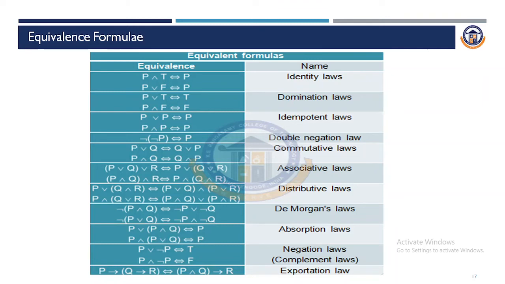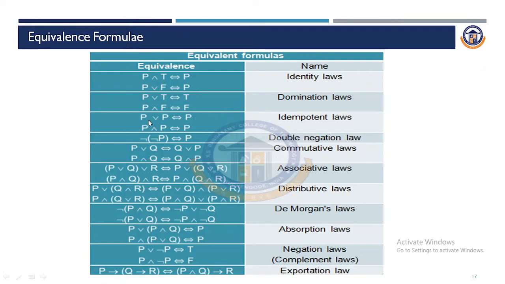Equivalent formulas. P and true is equivalent to P. P or false is equivalent to P. This depends on the value of P. P true means true and true is true. P false means false and true is false. Right? So P and true is equivalent to P. P or false is equivalent to P. This law is the identity law. P or true is equivalent to true. P and false is equivalent to false.